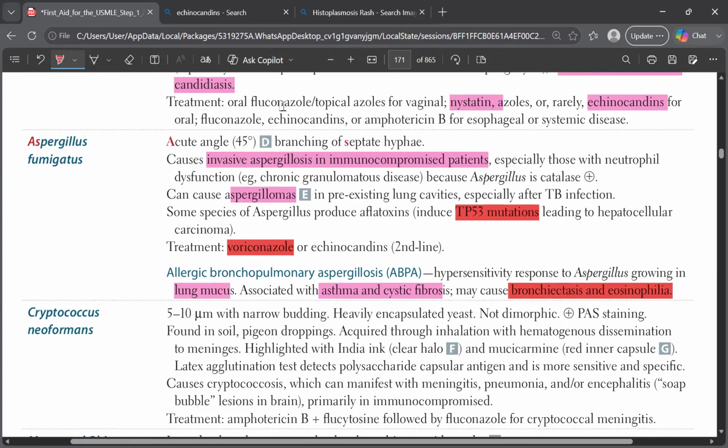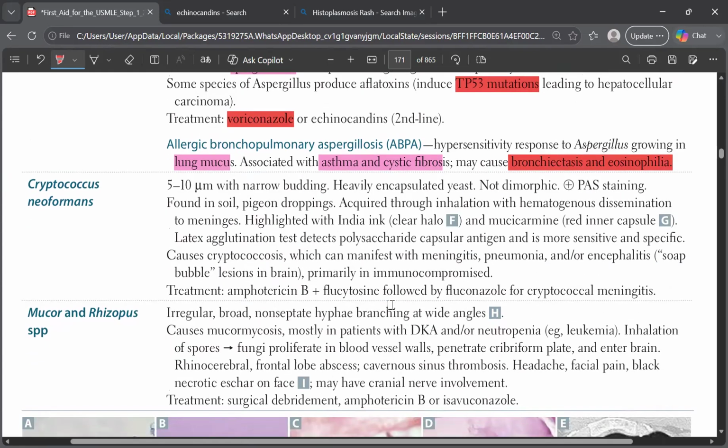So Aspergillus is basically causing aspergillosis in immunocompromised patients, aspergillomas, which are granulomas in the lung, and aflatoxins produced by Aspergillus flavus and other species, and they are treated by voriconazole. Another disease that they cause is allergic bronchopulmonary aspergillosis. This was invasive aspergillosis, and this is allergic bronchopulmonary aspergillosis, or ABPA, which is associated with asthma and CF and may cause bronchiectasis and eosinophilia.